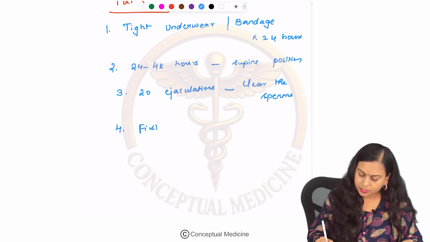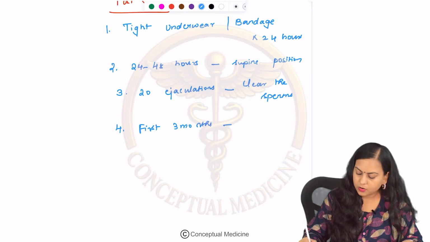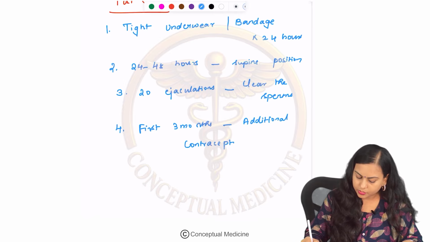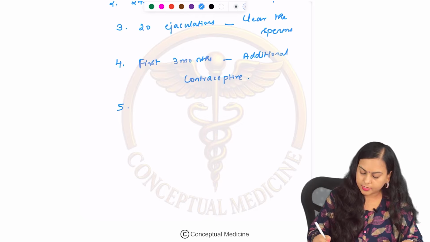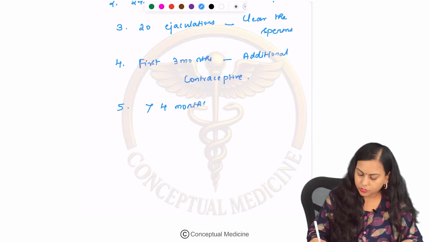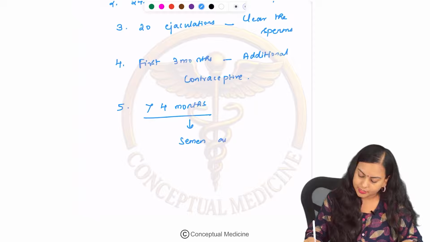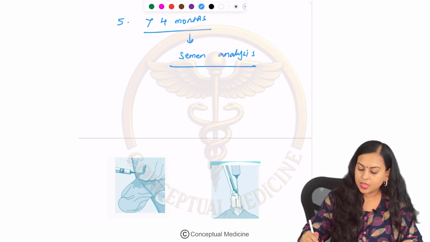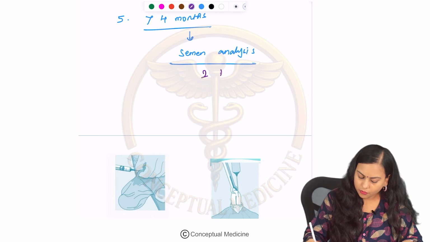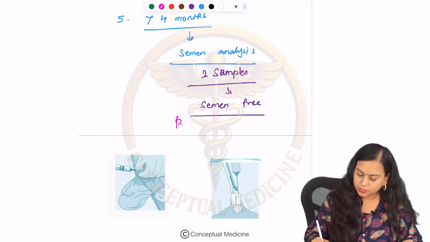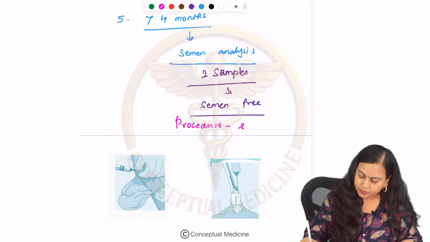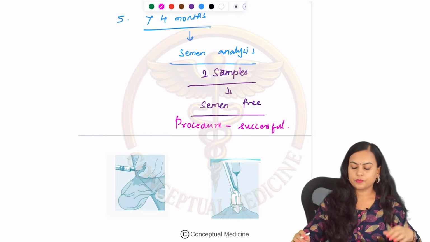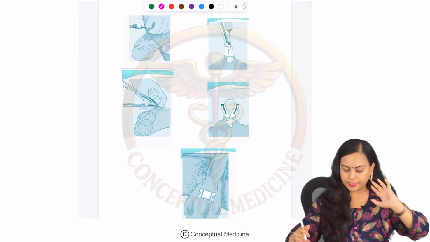So, for the first 3 months you have to advise them to take additional contraceptive measures, and after 4 months you will offer them a semen analysis, and if you are able to see that two of the samples are semen free, then you will declare the procedure as a successful one. Clear? Right.